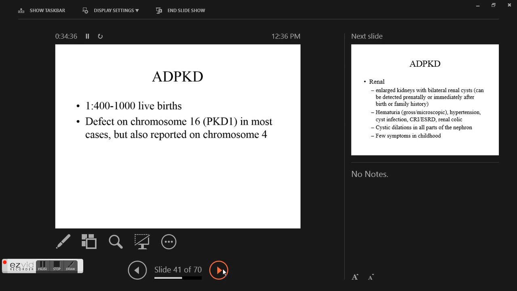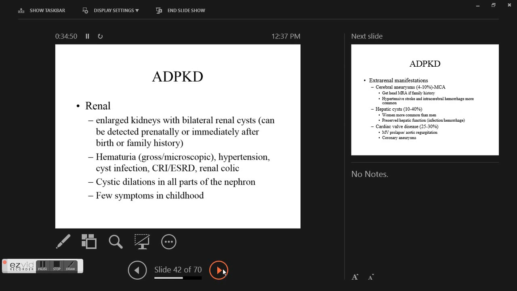Now here we do know the chromosome 16 is what's implicated in most cases, but also chromosome 4 can be involved. You have enlarged kidneys, bilateral renal cysts. Now, I say this with a caveat because I have seen autosomal dominant polycystic kidney disease present in utero, even. You'll see cysts. Our ultrasounds have gotten so good that we'll pick up the tiniest cysts, where before we didn't go looking for them in infants. So now we'll see them. So I've actually made this diagnosis at birth in patients.